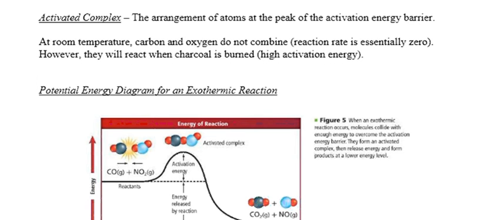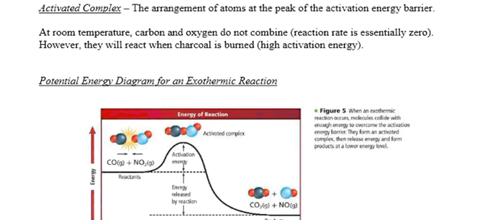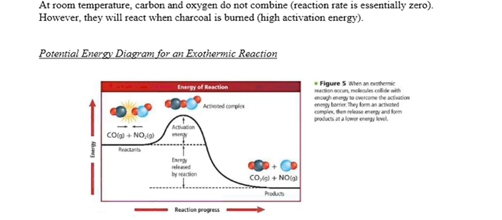We have a term called an activated complex, and the activated complex is simply the peak of energy stored within a chemical reaction. So at room temperature, carbon and oxygen do not combine. However, when charcoal is burned, they will cause the reaction to happen. So once we supply the activation energy, the reaction will occur.